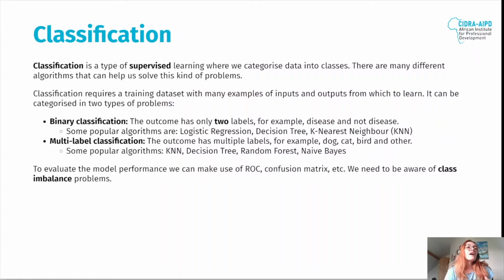We can also have multi-label classification, and that is when the outcome has more than two labels. So it has multiple labels. For example, dog, cat, bird, other. Some popular algorithms that help us are KNNs, decision trees, random forest, and naive Bayes. So to evaluate the model performance, we can make use of ROC curves, confusion matrix, etc.